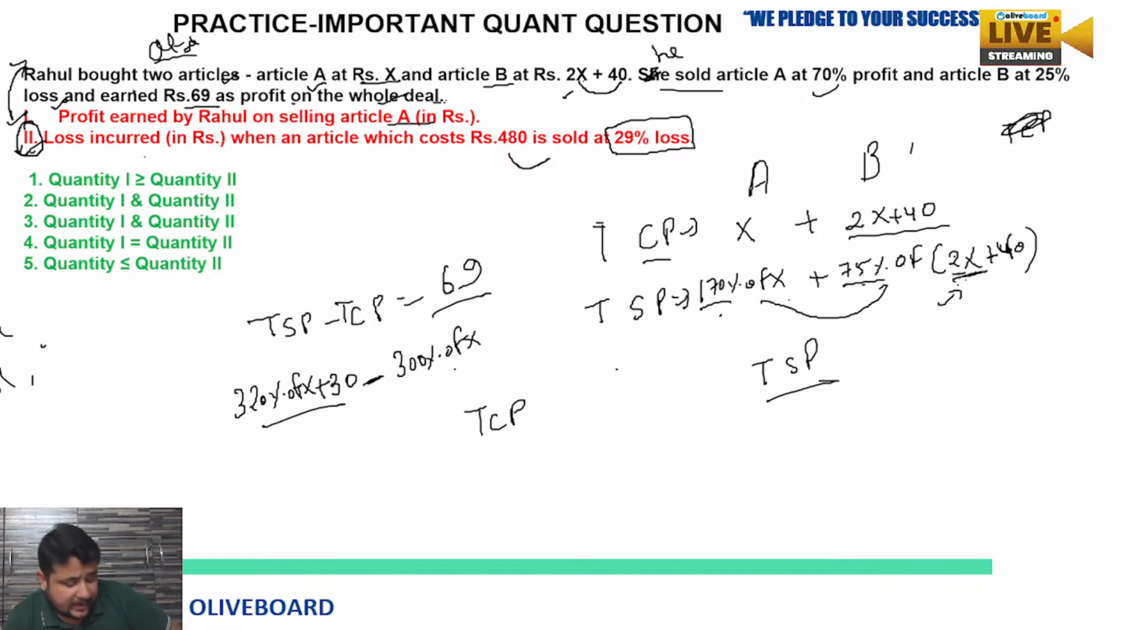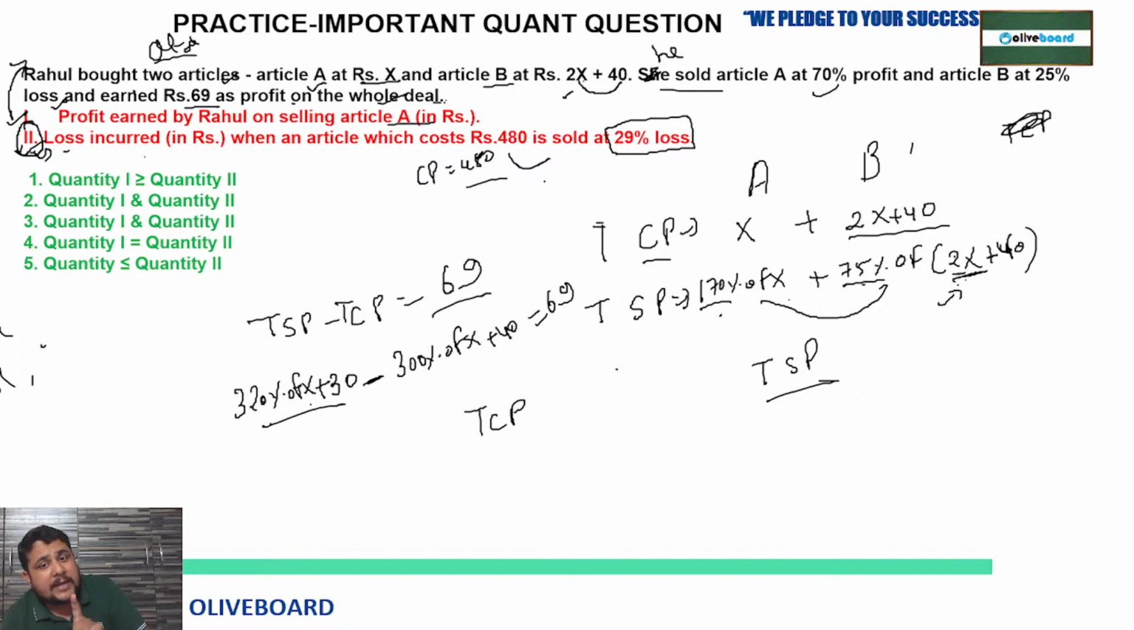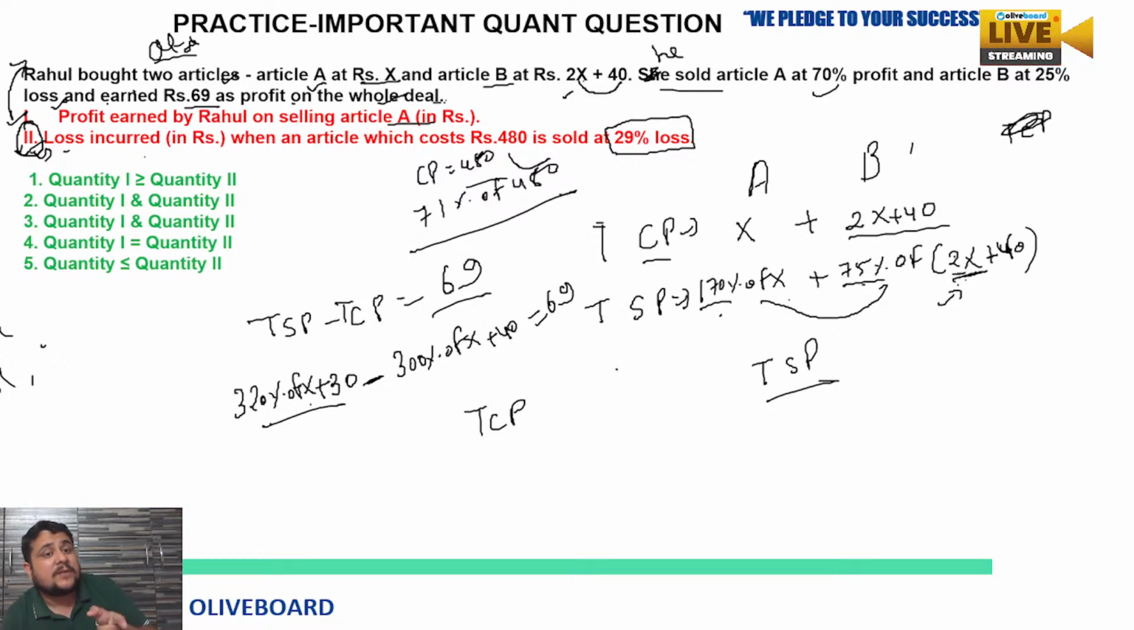This is your first live session in my class. Okay, am I right? Okay, so 320% of x plus 30 minus 300% of x and plus 40. This is equal to 69. I'm just calculating it because you can easily calculate the second quantity. Loss incurred when an article whose cost price is 480 is sold at 29% loss, means 71% of 480. You have to calculate this. This is the second quantity. But the first quantity is based on what? The given detail.